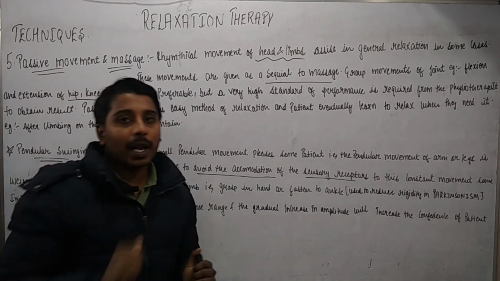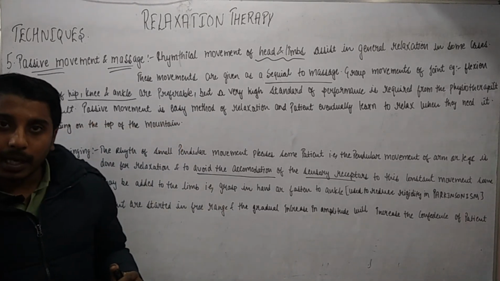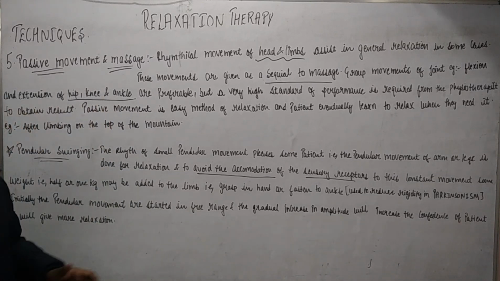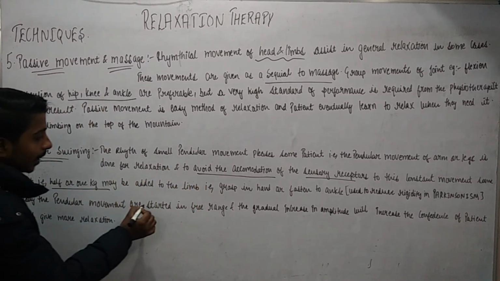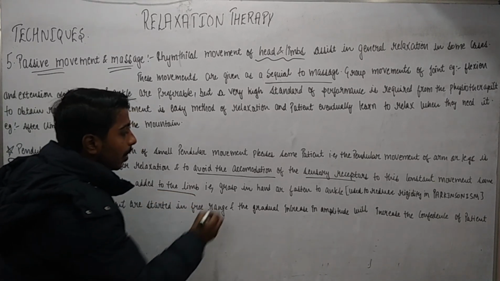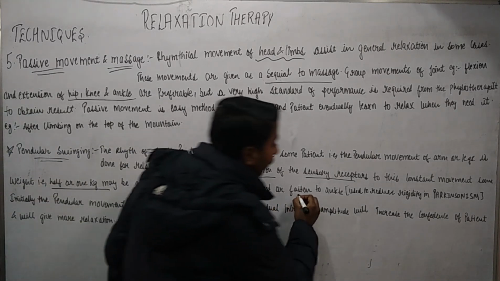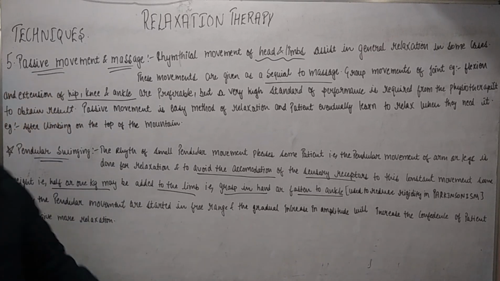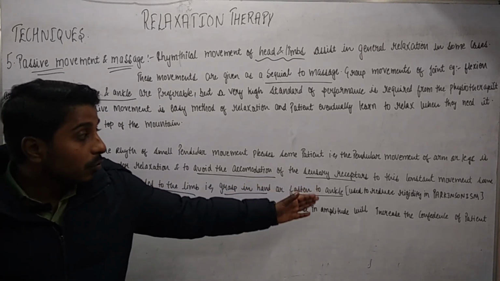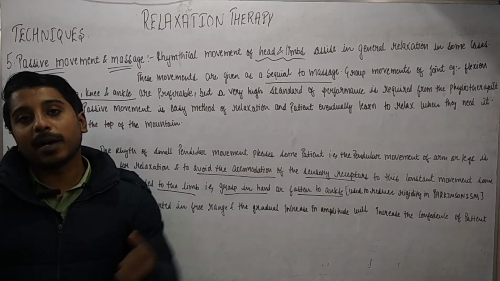hold a dumbbell in our hand, and for legs we can tie a weight cuff, okay. So I have written that a weight can be added, that is half or 1 kg may be added to the limb, that is grasping hand or fastened to ankle. Okay, and this technique is used to reduce the rigidity in Parkinsonism.